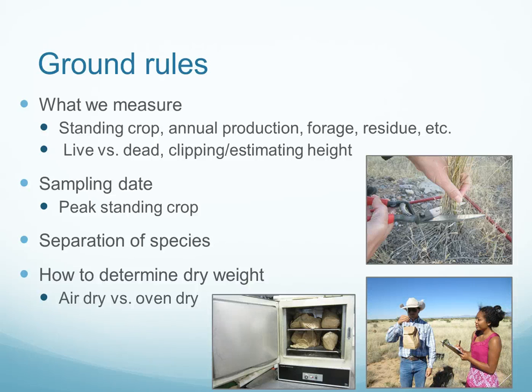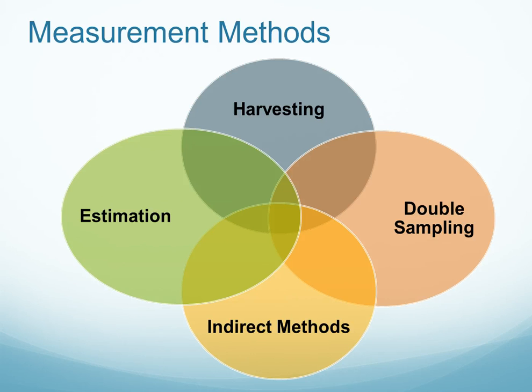These considerations will be covered in greater detail in future lessons. Now, there are 4 major types of measurement methods: harvesting and estimation, as well as double sampling and indirect methods. And these will be covered in greater detail in subsequent lessons.